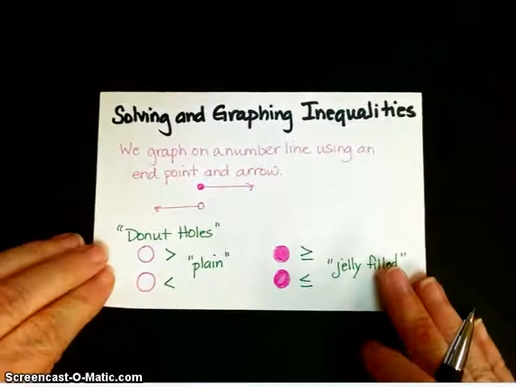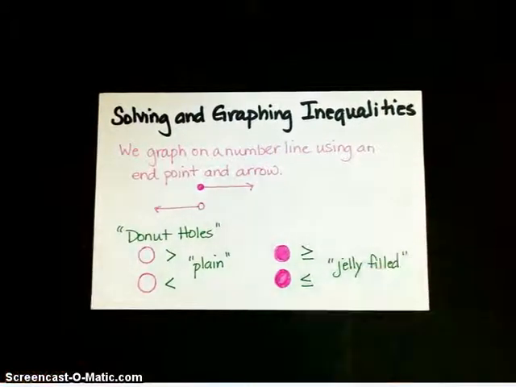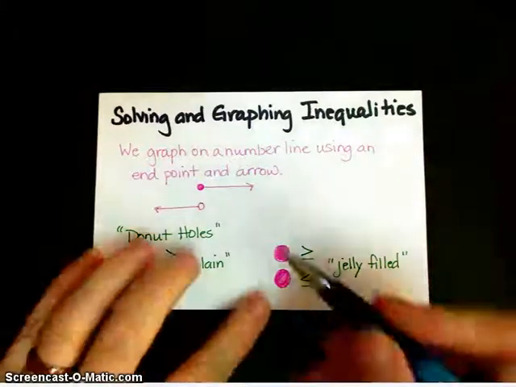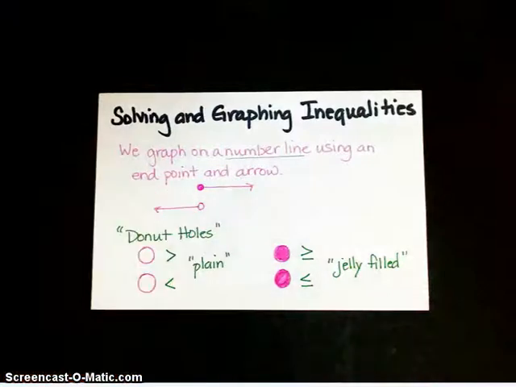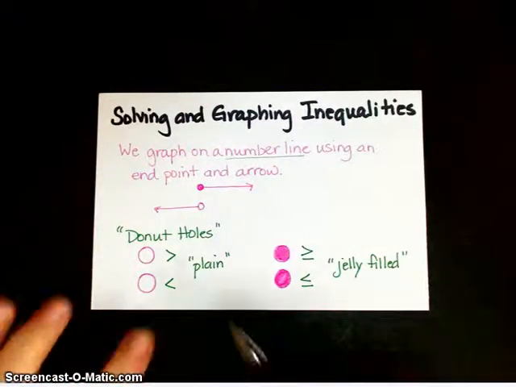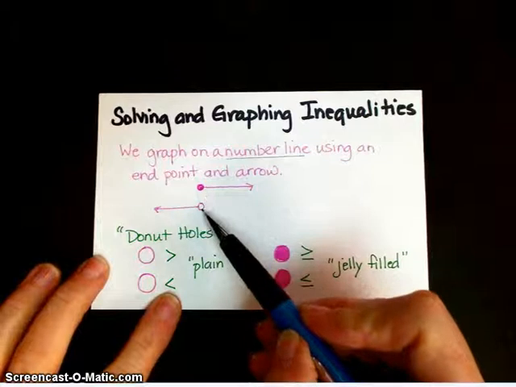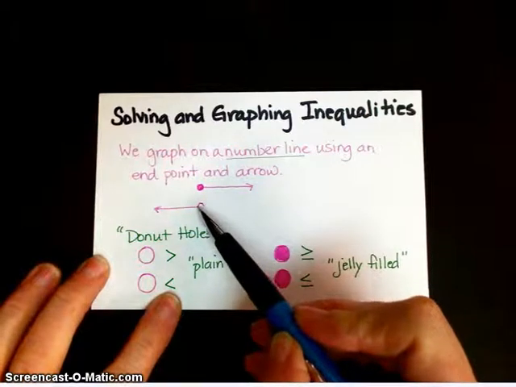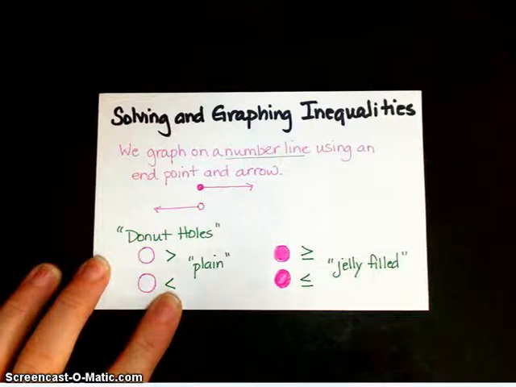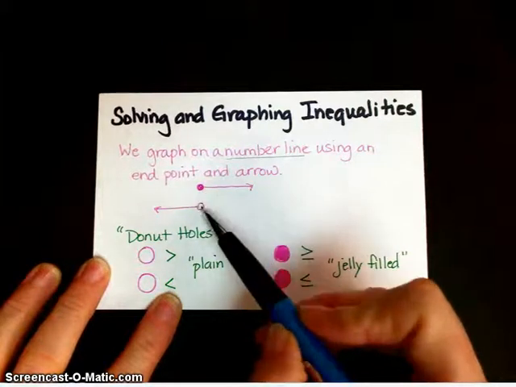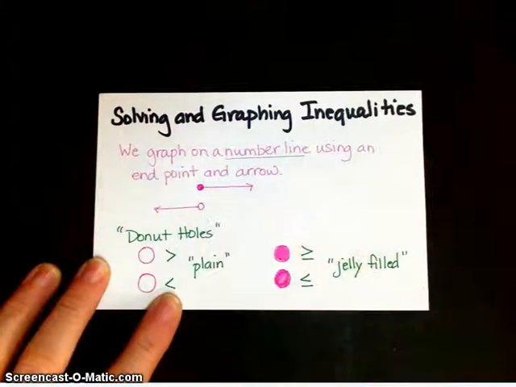In order to solve and graph inequalities, we need to know what we're going to use. Well, we use a number line. We're used to using number lines. We've been doing it all year long. But we graph on a number line using an endpoint and an arrow. In geometry, we would actually call this a ray, but since we're using it on a number line, I'm calling these an endpoint with an arrow.